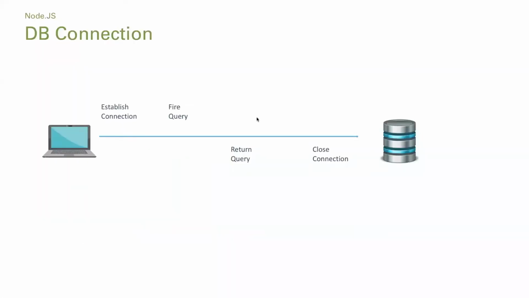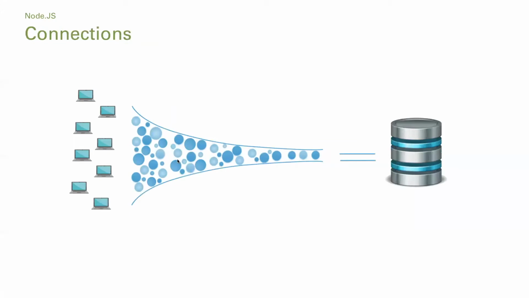Typically, when you use DB connections for MySQL using Node, you would have to establish a connection, fire a query, get the results, and then close the connection. This establishing and closing the connection is an expensive operation. This is still okay if you have only one or few client devices, but when you have many devices requesting resources from the database, this operation may become too expensive for your system.